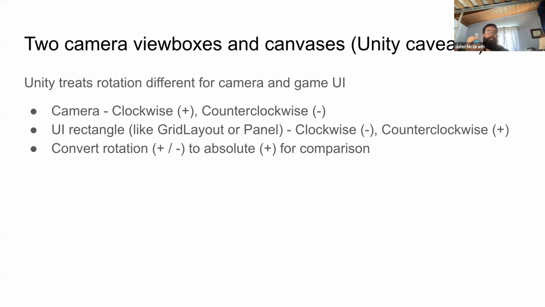Rotation of the camera and canvas behave differently from simply the sign of rotation. For positive values, the camera rotates clockwise, while UI rectangles like canvas rotate counterclockwise, and vice versa. For negative values, the best way to address the situation is to keep a consistent rotation value that applies.